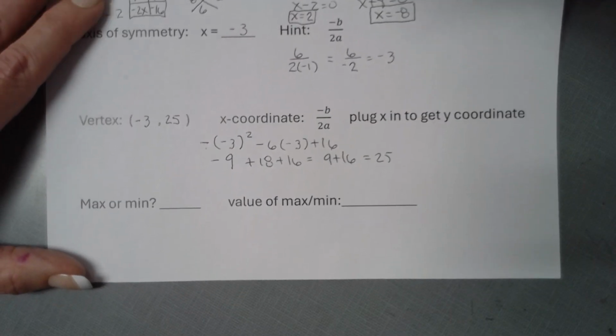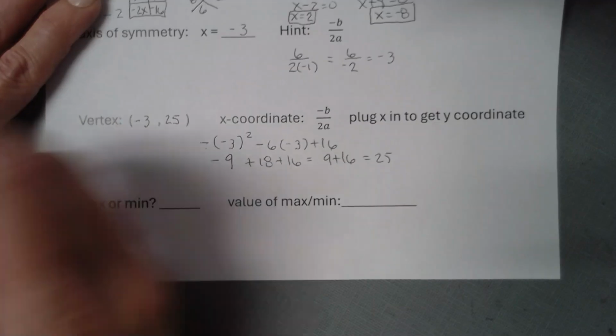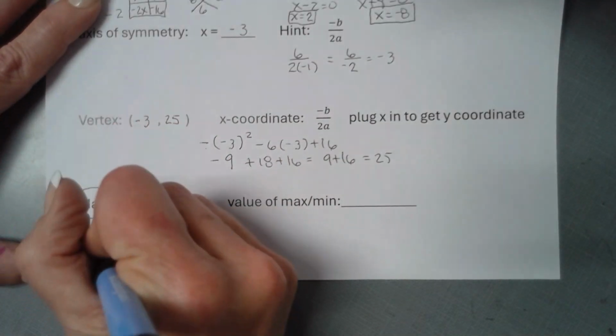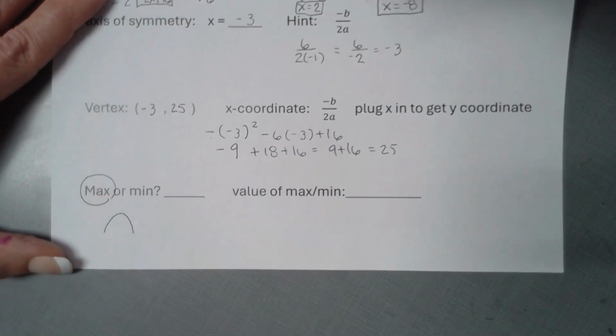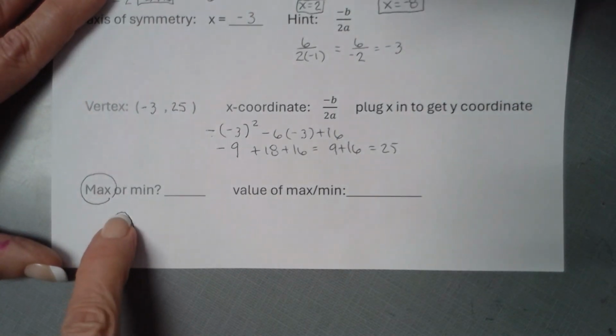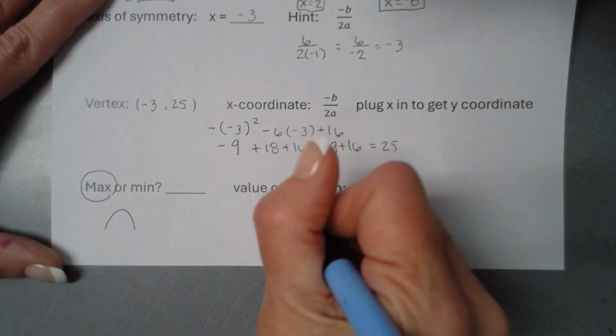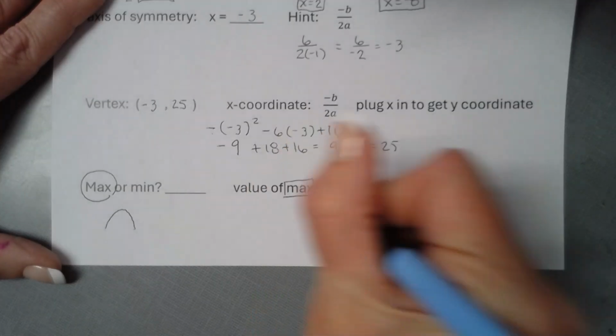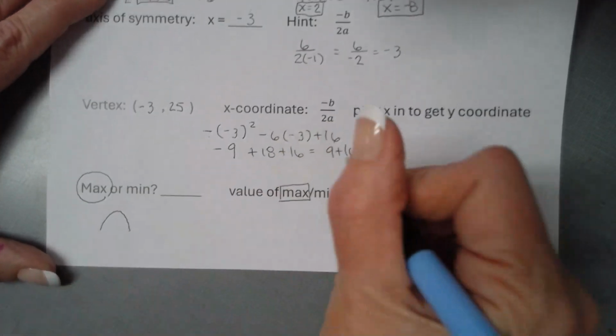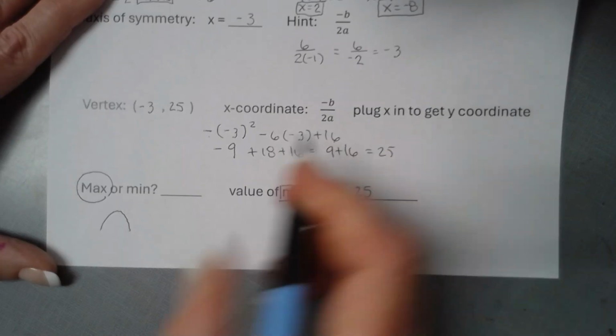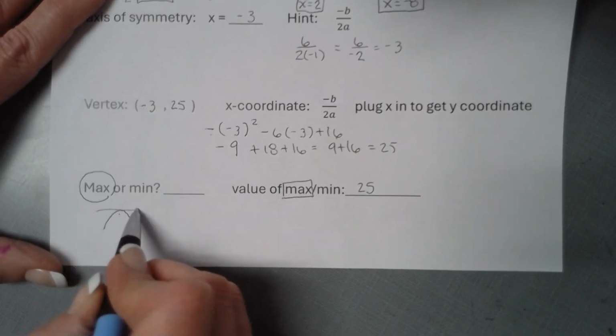Is this a maximum or a minimum? Maximum. It is a maximum. The reason why is my parabola is turned upside down, so we actually have a top to this thing. And what is the maximum value? The y part. So the maximum value, the highest point on the graph, is 25.